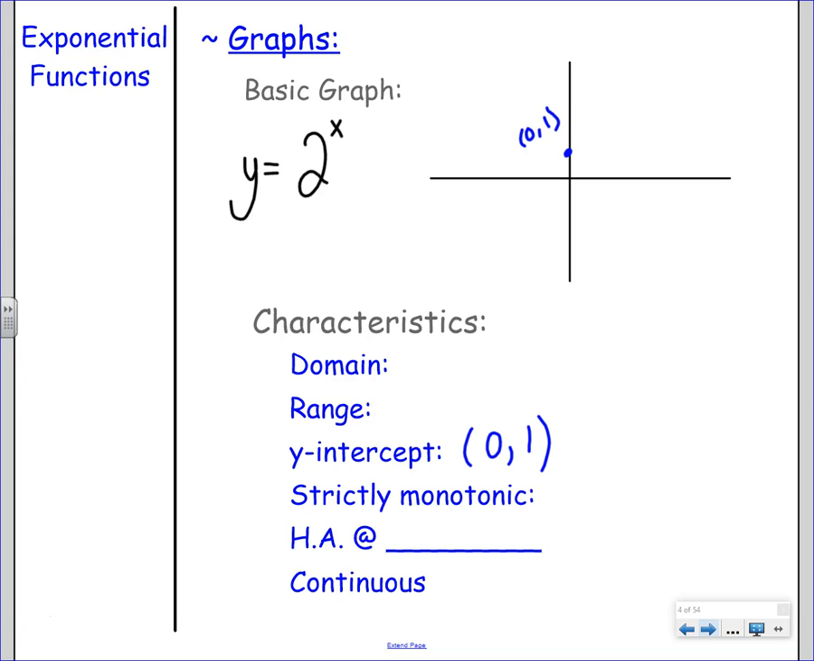Now, I'm going to do one more special point. Well, let's do 2. If I was to plug in 1, what's 2 to the 1? 2. Yeah. And then what if I was to do negative 1? What's 2 to the negative 1? We know negatives: it's 1 over 2. So 1 over 2 would just be 1 half.